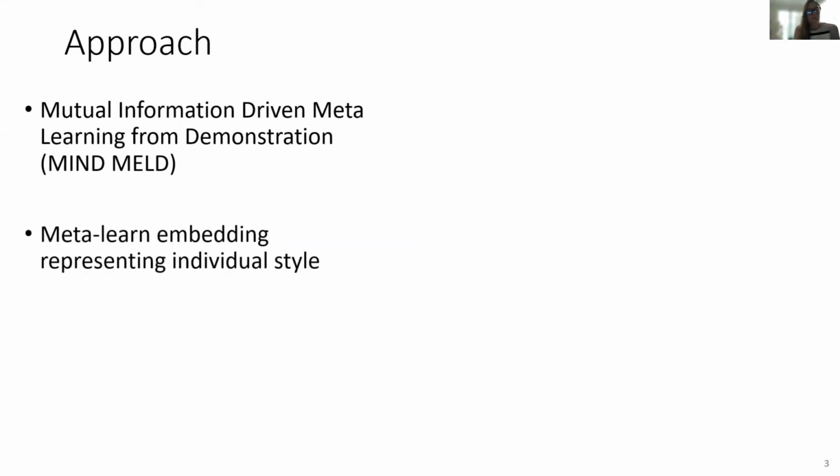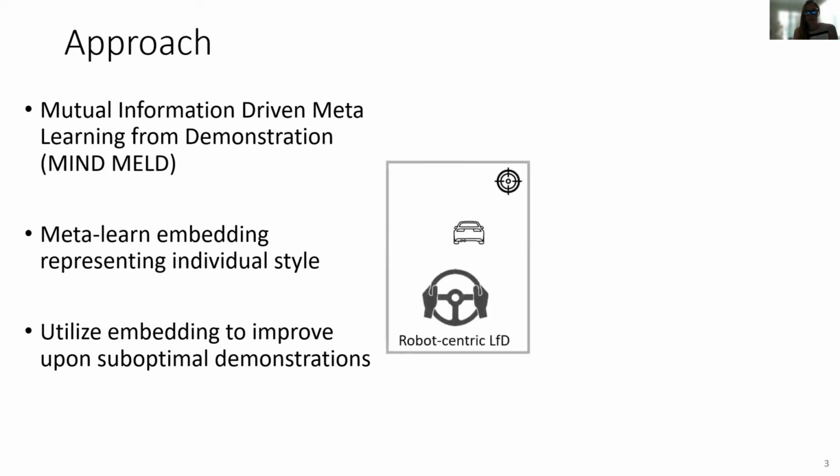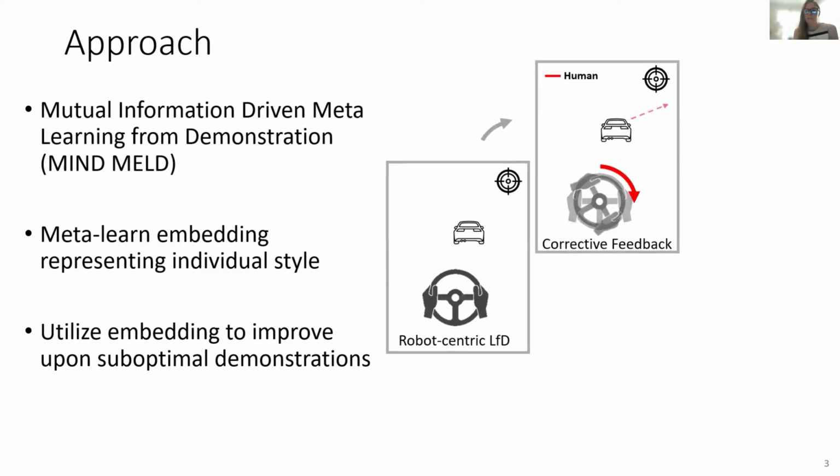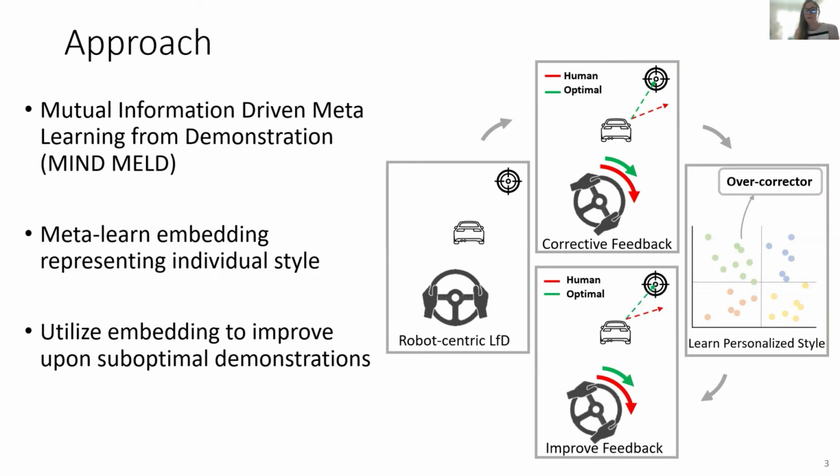MELD meta-learns a personalized embedding describing the way in which an individual is suboptimal, and then utilizes this embedding to learn a mapping from suboptimal labels to better labels. We demonstrate our MELD architecture in a driving simulator domain. In this domain, the robot rolls out its current policy and the human provides corrective feedback that may be suboptimal. Based upon this corrective feedback, we then learn a personalized embedding describing the way in which the individual is suboptimal. MELD then utilizes this personalized embedding to map suboptimal labels to better labels.